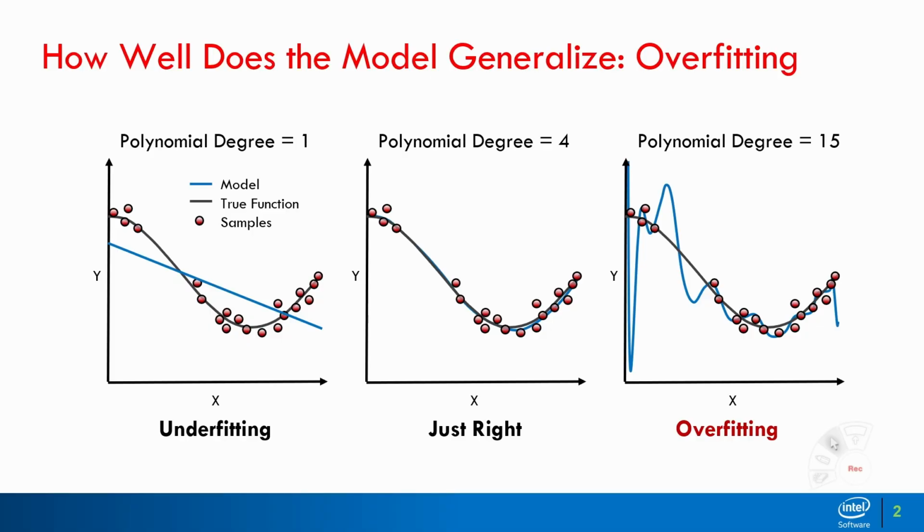A good machine learning model must generalize well to predict new unseen data. A linear model on the left, shown in blue, is too simple to represent the data and performs poorly on the new data. We call this the underfit model.